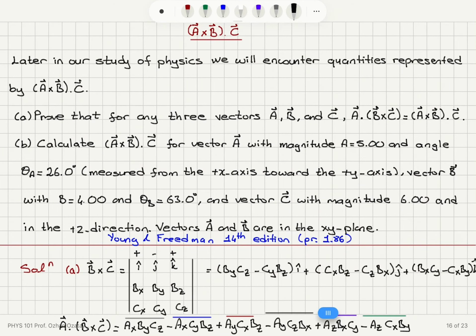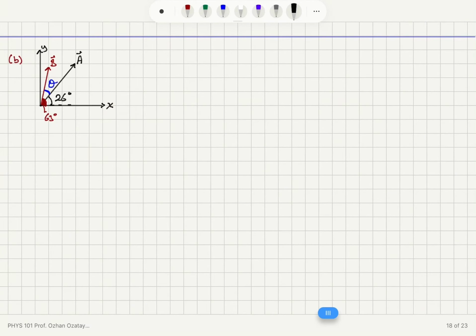We have vector A with magnitude 5 making an angle of 26 degrees with the positive x-axis, and vector B with magnitude 4 making an angle of 63 degrees with the positive x-axis. So that's this red angle here. You can see 63 degrees, and 26 degrees with the positive x-axis for vector A. There is an angle theta in between A and B, and vector C is pointing in the k-hat direction.